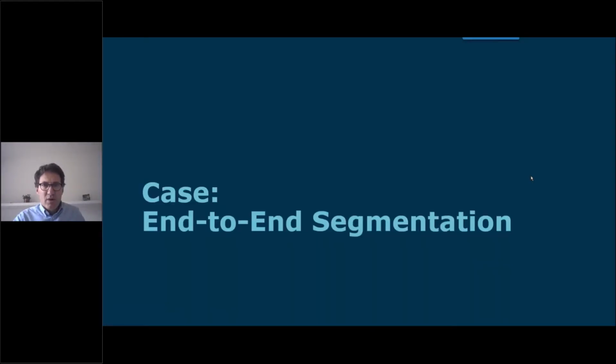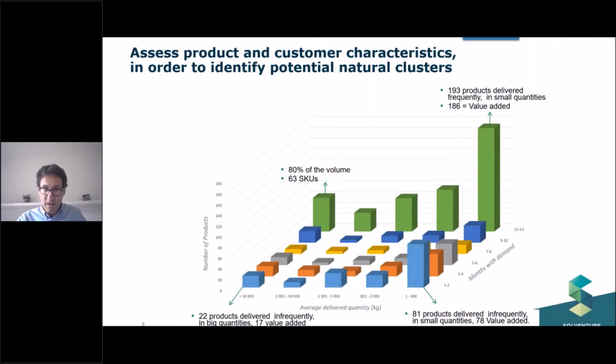So just to make it a bit more clear, I wanted to give you a view based on a case. It's a case I worked on myself. I'll first share a couple of analyses, or just one, I believe, just one analysis allowing you to assess the different characteristics to get an idea about how to cluster the business.